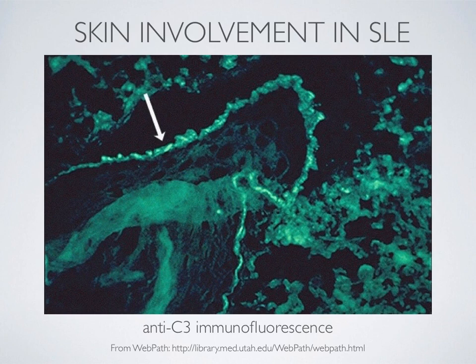Okay, this last image is just showing you immune complexes in the skin in a patient with lupus. So what we're staining for here is C3, complement 3. So you can see these antibodies have triggered complement. These antibody immune complexes deposit in the skin and they trigger complement, and so the skin is full of inflammation.